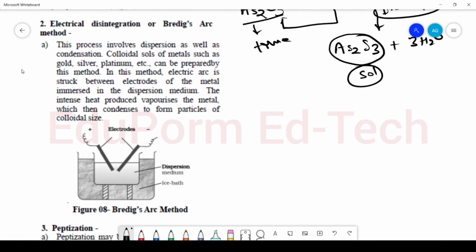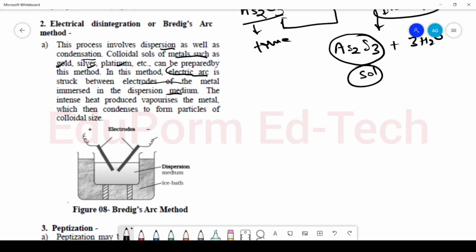Then we have electrical disintegration or Bredig's arc method. This process involves dispersion as well as condensation. Colloidal sols of metals such as gold, silver, platinum, etc. can be prepared by this method. In this method, an electric arc is struck between electrodes and metals are immersed in the dispersion medium.